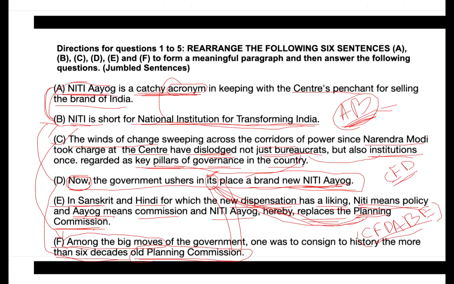So selling the brand of India. Niti is short for National Institution for Transforming India. And in Sanskrit, Niti refers to policy, Ayog means commission. So it hereby replaces the planning commission, isn't it? So that's why the sequence is CFDABE.